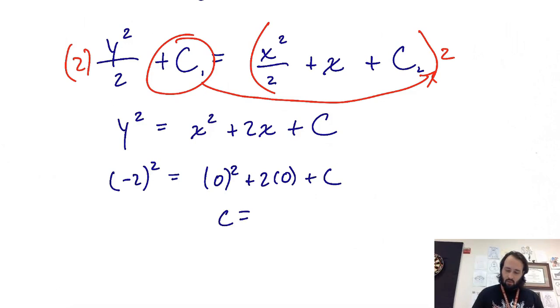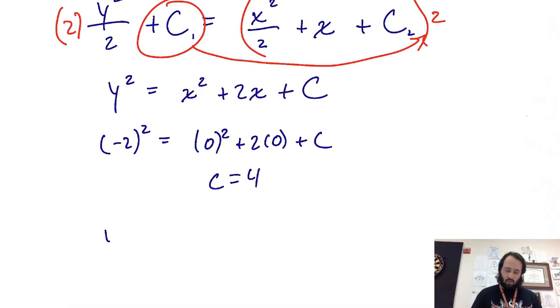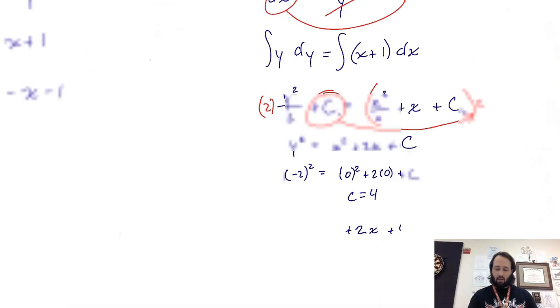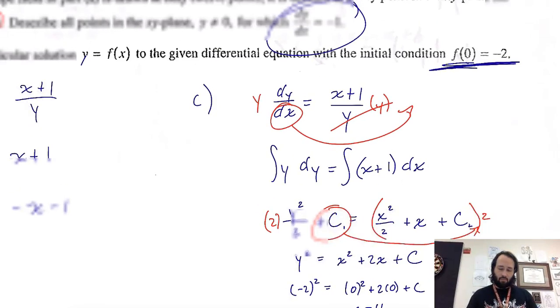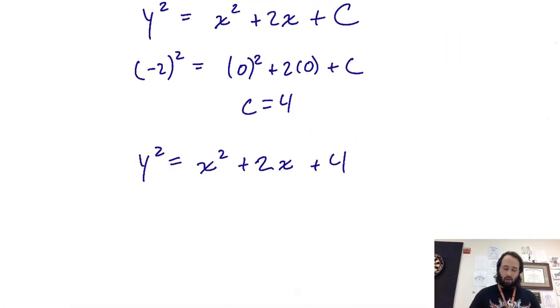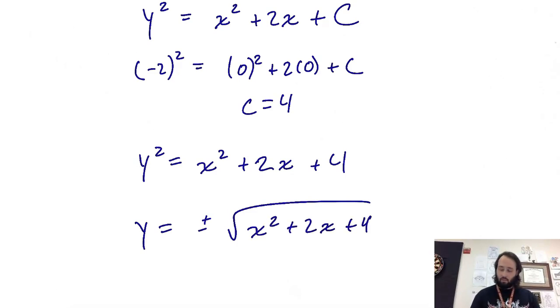So c would come out as 4. So I come up with the equation y squared equals x squared plus 2x plus 4. However, that is not y. So in order to get y, you can take the square root of both sides, which, in taking the square root, I would have a plus or minus square root of x squared plus 2x plus 4.